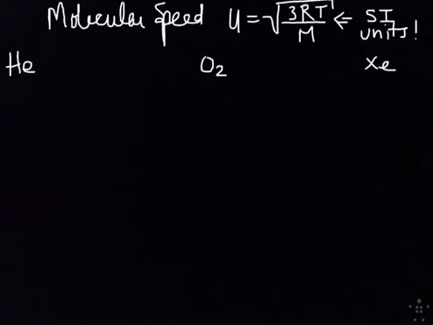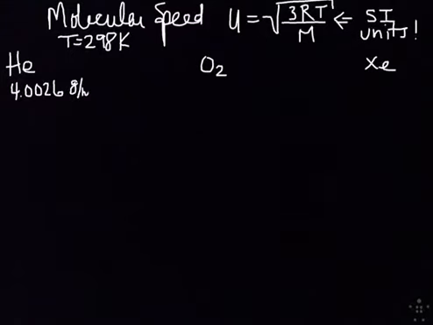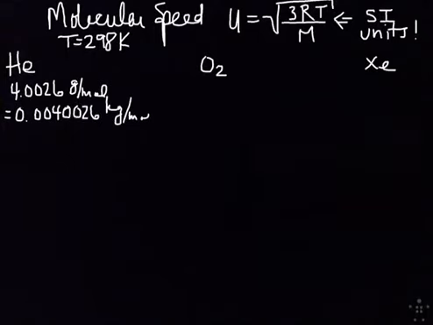Okay, so let's go ahead and calculate this for helium, O2, and xenon. So we've got to find the molar mass to put into our equation. We know temperature is going to be 298 K for all of these. And we know R, so we just need the molar mass. So for helium, it's 4.0026 grams per mole. But remember, we said we need to make sure that this is in kilograms per mole. So 0.0040026 kilograms per mole. And we don't often use kilograms per mole unless we're doing these kinds of calculations.